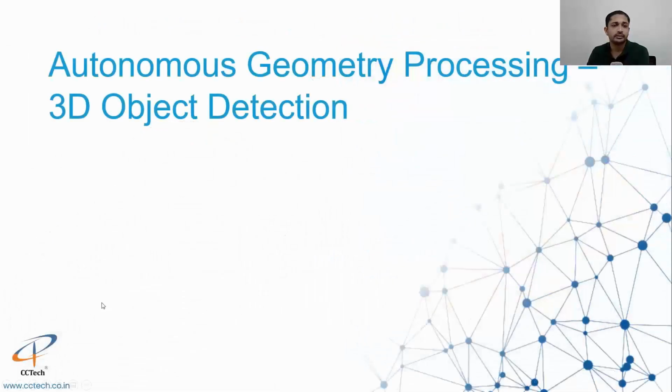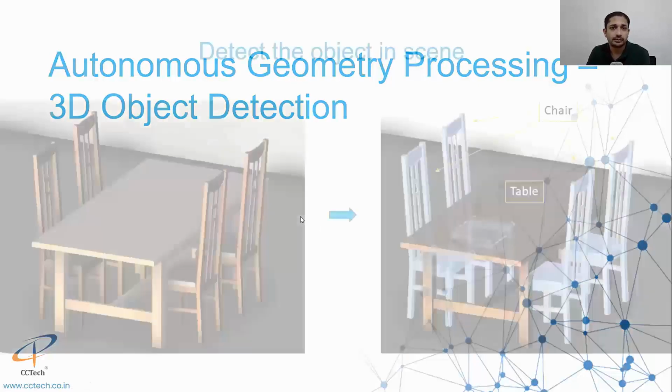All right. So we'll now move to another segment of our webinar. Here this is a slightly different use case, but it's again falling in the same autonomous geometry processing area. The second objective that we will discuss now is about detecting 3D objects, detecting objects from 3D space.